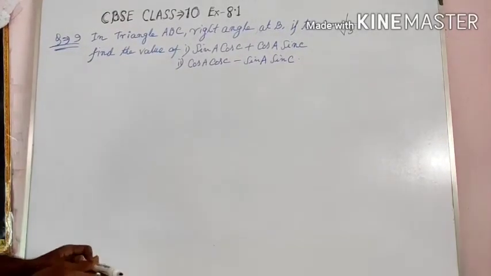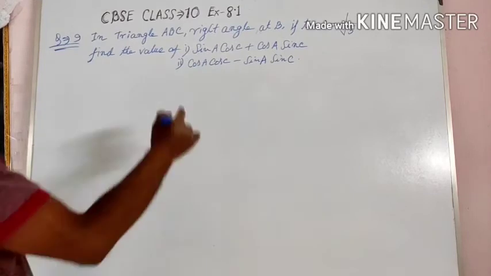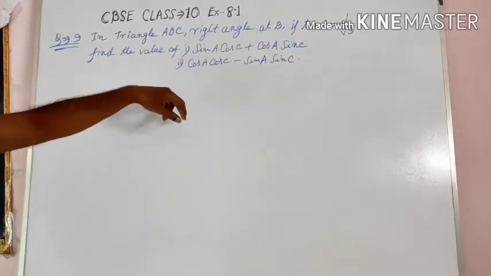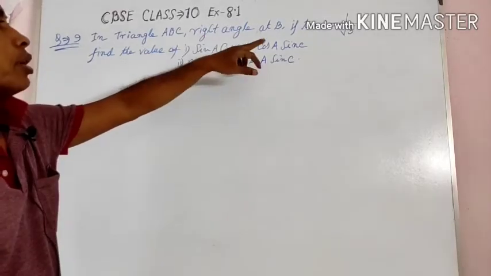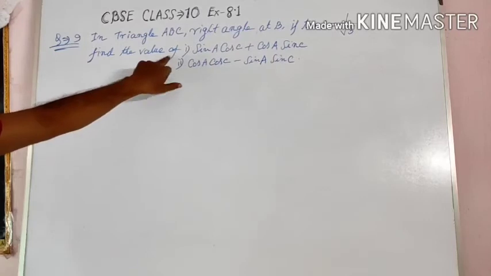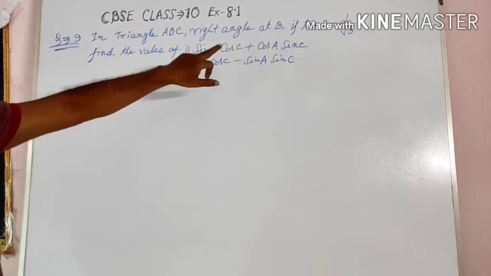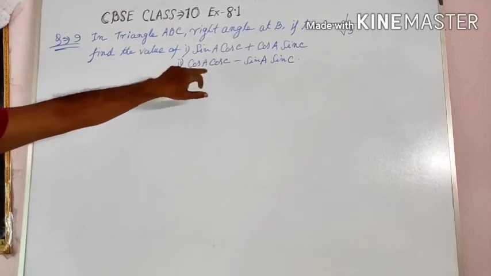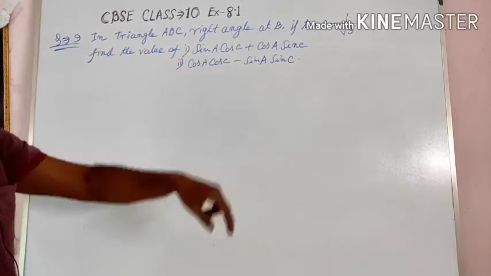CBSE class 10 exercise 8.1 question number 9. In triangle ABC, right angle at B, if tan A is equal to 1 by root 3, find the value of number 1, sin A cos C plus cos A sin C. Number 2, cos A cos C minus sin A sin C.